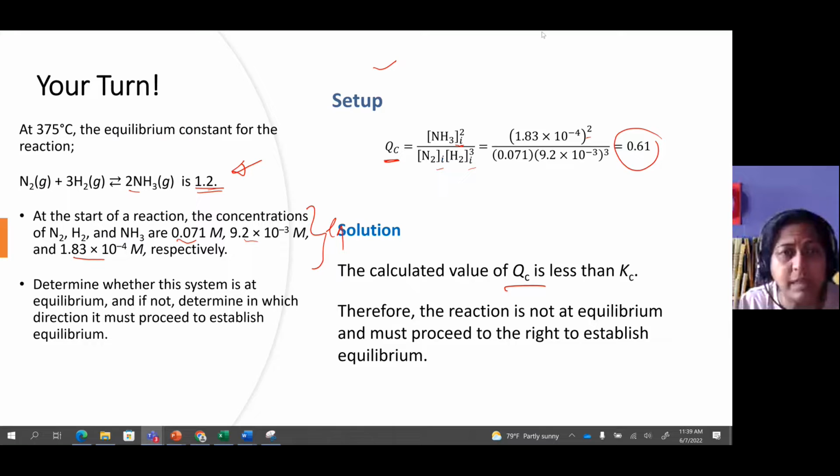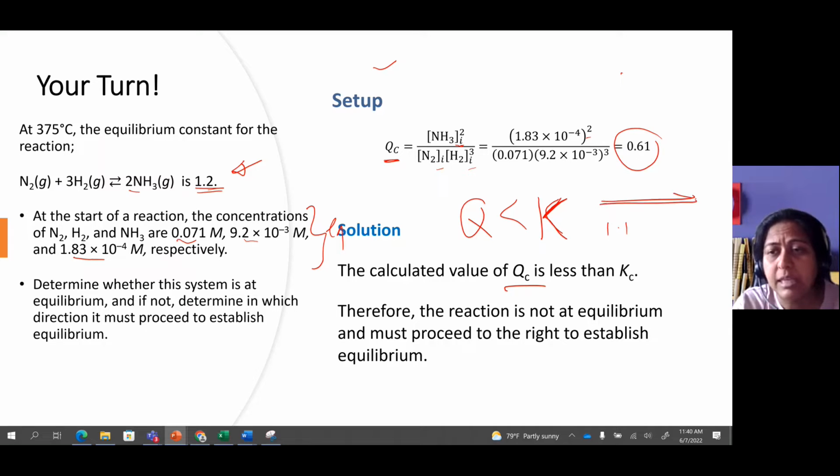What is the equilibrium constant? Yes, the equilibrium constant was 1.2. So Qc is less than the equilibrium constant. Yes, Qc less than K. So what does that mean? Yes, the reaction will move forward, making more products and establishing a new equilibrium. It will come to a new equilibrium.